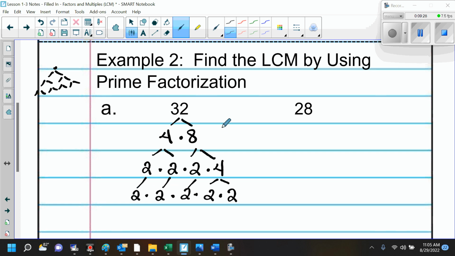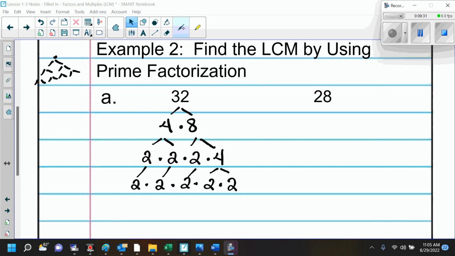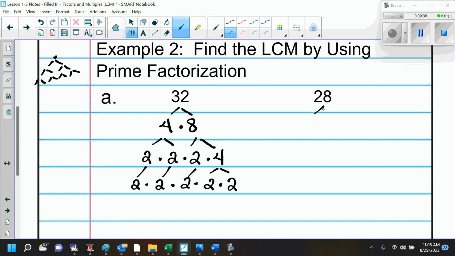Okay? All right. So for 28, what can we do? We can break down the 28 down to what? 14 times 2. We could do 4 times 7, right? So you want 14 times 2? Okay, 14 times 2. Are those both prime? Nope. I can break down the 14 to what? 7 times 2. And then you want to bring down that other 2. Okay?